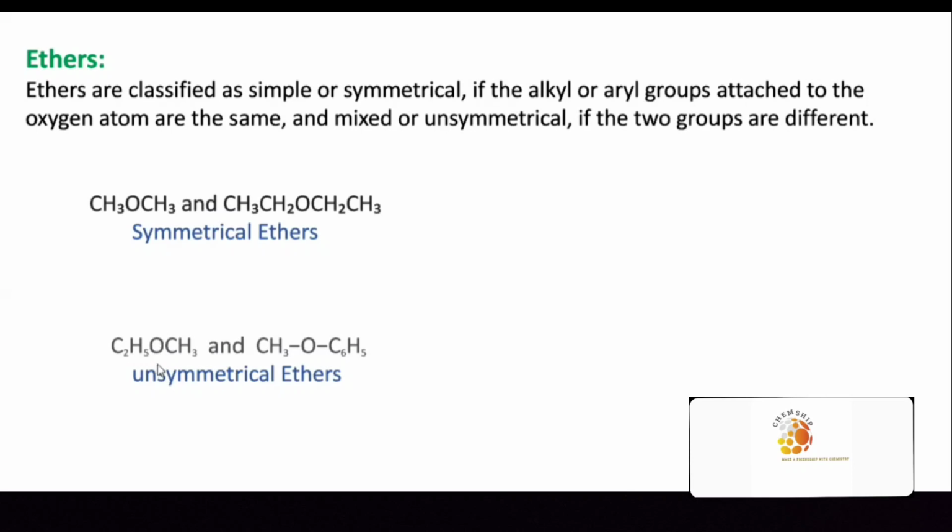That means if I cut here, the C2H5 won't look similar to CH3. That is not similar to this one. No. That's why it is called unsymmetrical ether. In this case also, CH3 won't be similar to C6H5. So these two are examples of unsymmetrical ether. By the way, the name of this compound is ethyl methyl ether, and the name of this compound is methyl phenyl ether.